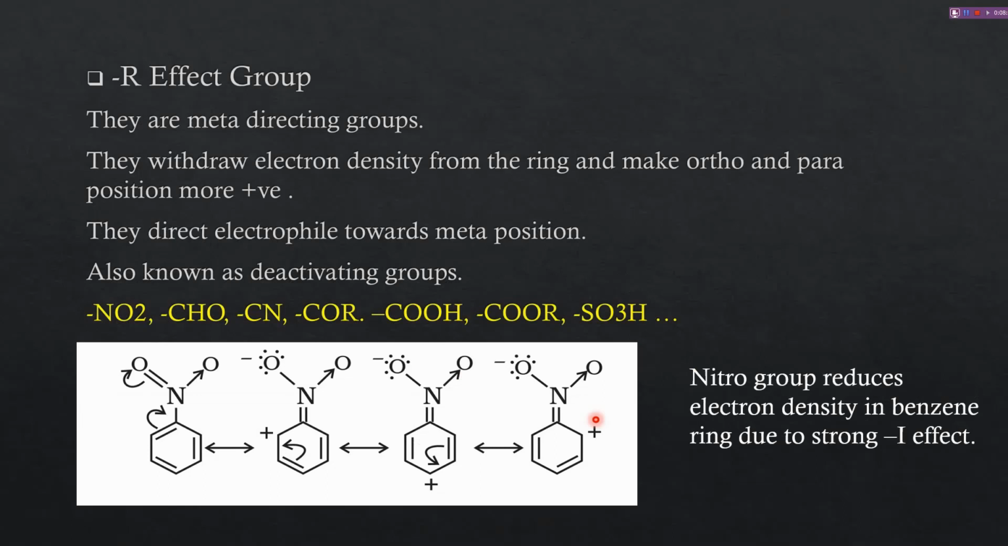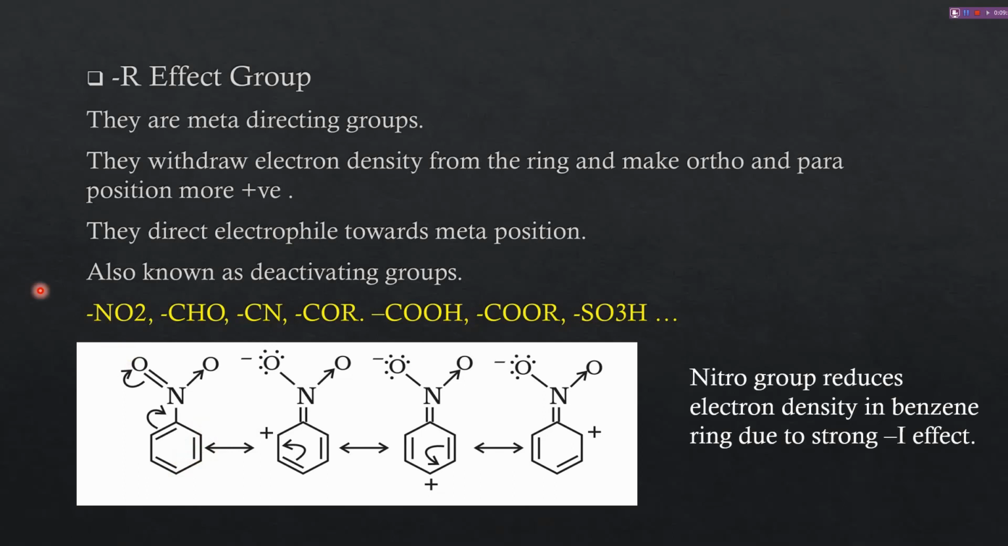Next is minus R effect group. So this is exact opposite of plus R effect group, that is they are meta directing groups. That is the ortho and para positions will be less negative than meta, like you'll be having a slight positive charge. Okay, so the electrophile, since they are electron loving species, they won't be attacking the positive species, right? I mean, if ortho and para are positive, then electrophile won't be attached over here, but it will be attached towards less positive or more negative side, that is meta. So they are meta directing group, and they are also known as deactivating group.